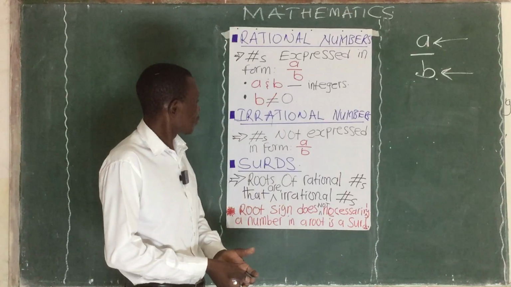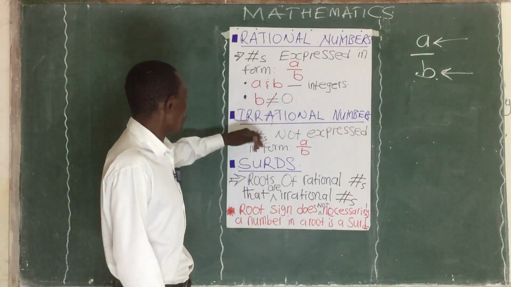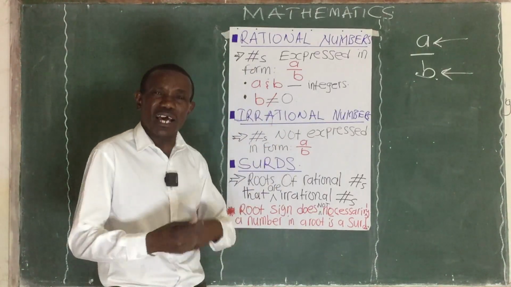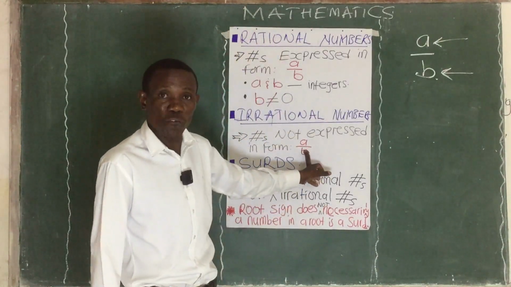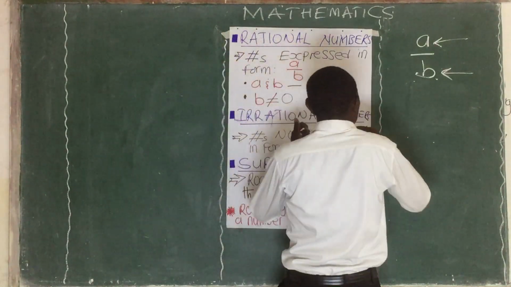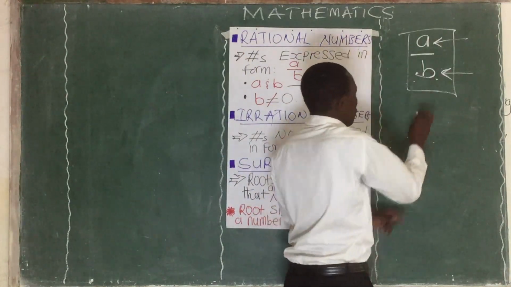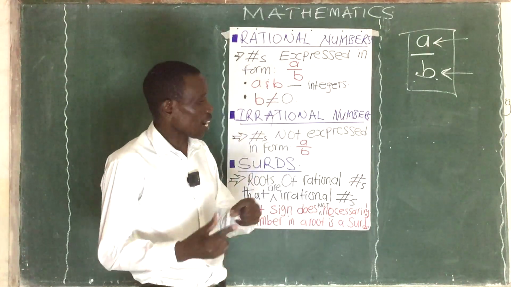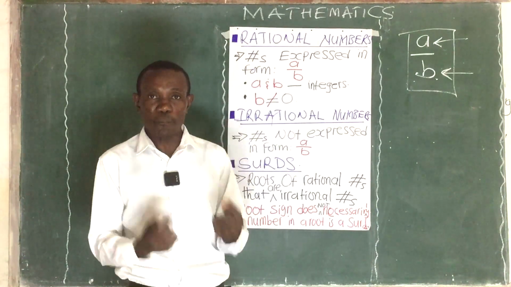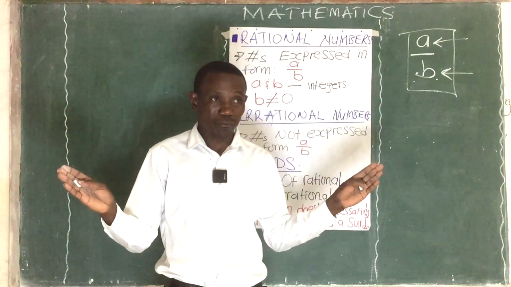The irrational group. So if you can see here, irrational numbers are numbers which cannot be expressed in the form of what? A over B. So the whole story about irrational and rational numbers falls into that explanation: A over B. Can it be in the form A over B or not? The numbers have been grouped.